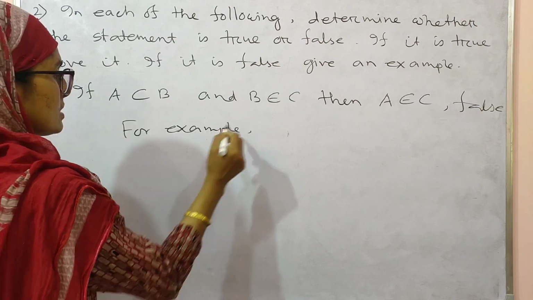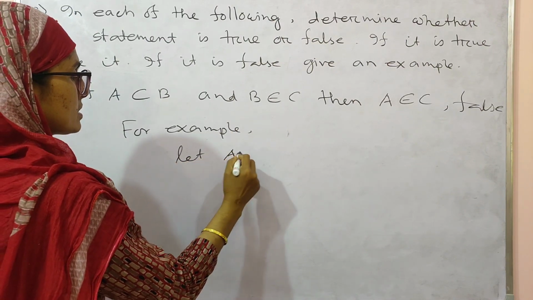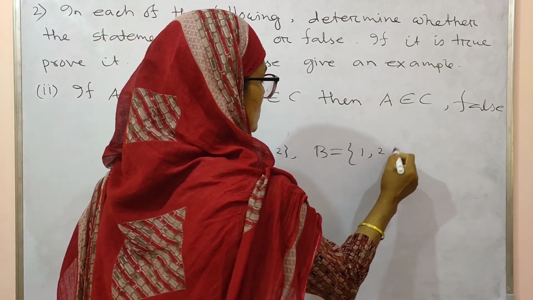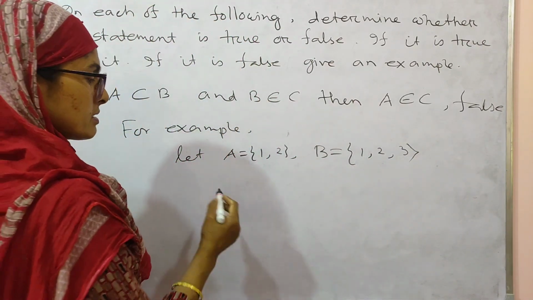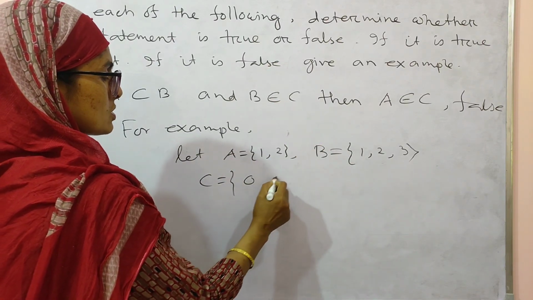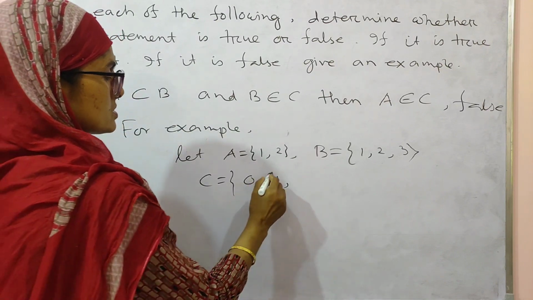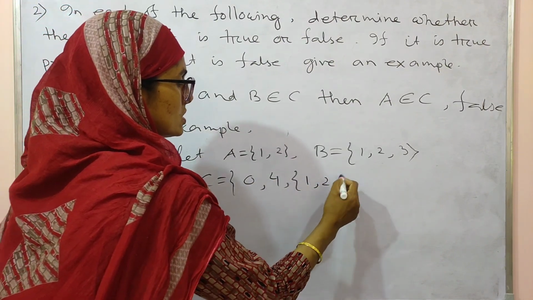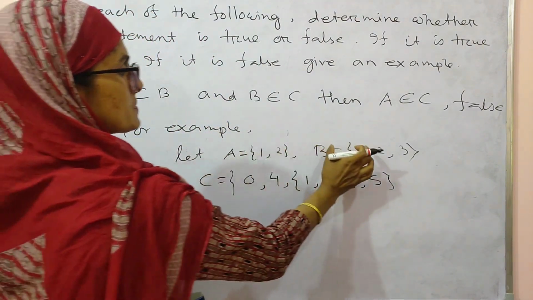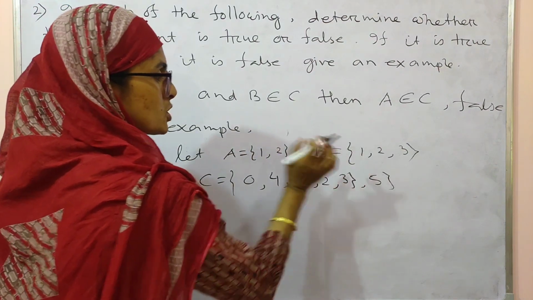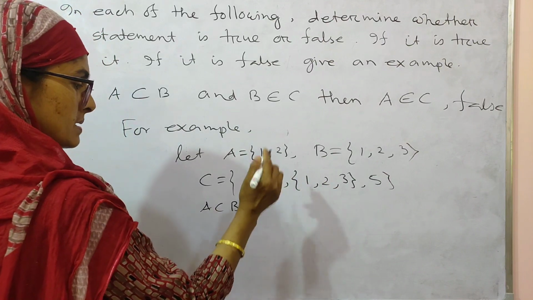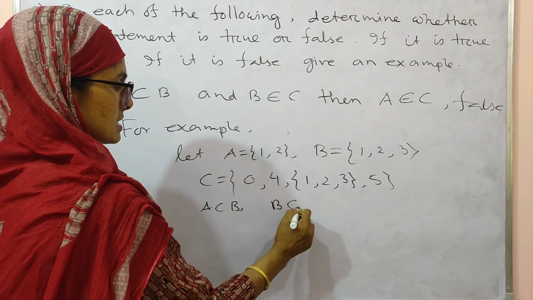For example, let A equal {1, 2} and B equal {1, 2, 3}. And you can write C here, where B belongs to C. So you can write, say, C equal {0, 1, 0, 4, 1, 2, 3, 5}. In this way you can write the set. Then A is a subset of B, and B belongs to C.